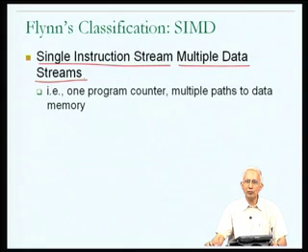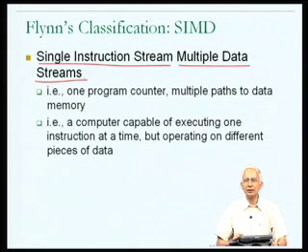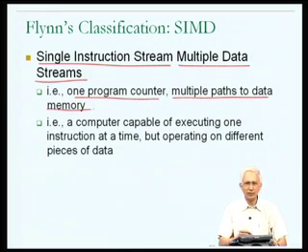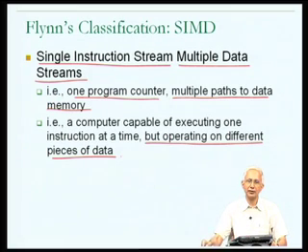Now if there is only one program counter, that basically means that the computer is capable of executing only one instruction at a time. With only one program counter, you can keep track of only one instruction which is being executed, and therefore clearly only one instruction can be executed at a time. But the way the parallelism enters the picture is because there are multiple data streams, multiple paths to memory. And what this means is that the one instruction may be only a single instruction executed at a time, but at the same time it is being executed on different pieces of data. And that's where the parallel part of the parallel architecture comes in.